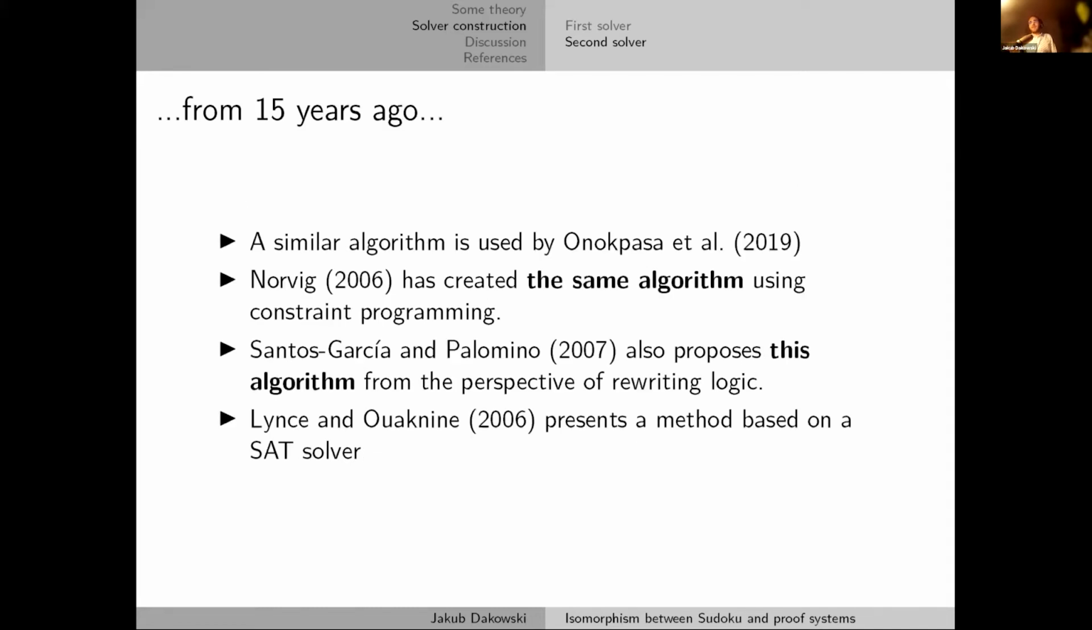However, basically the same algorithms were already proposed by Peter Norwood in 2006. He used constraint programming to arrive at this algorithm, and Santo, Garcia, and Palomino in 2007 also proposed this algorithm from the perspective of a concept called rewriting logic.